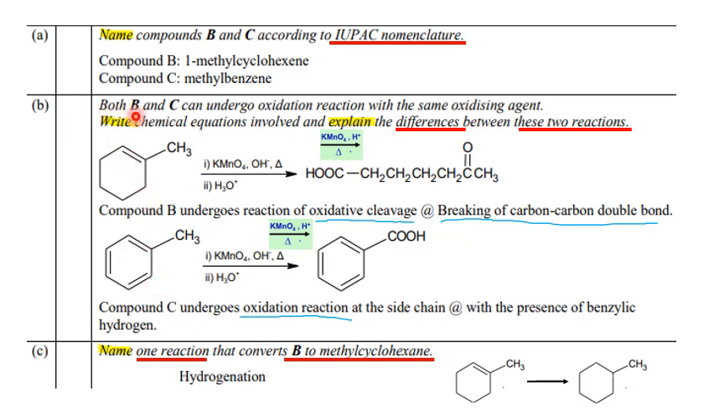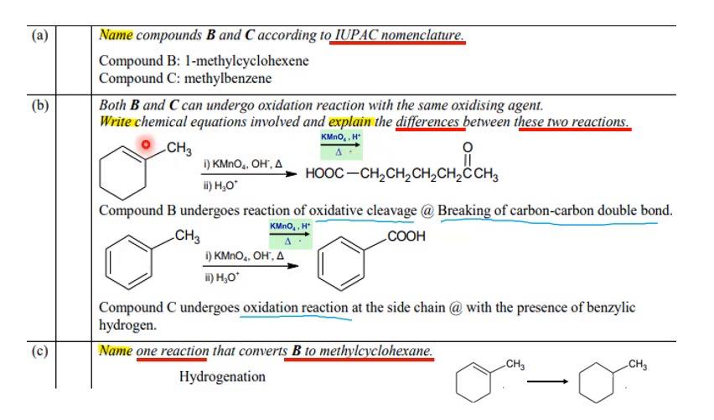Both B and C can undergo oxidation reaction with the same oxidizing agent. We try to use the most common one, KMnO4. Write the chemical equation involved and explain the difference between these two reactions. This is the first equation, when 1-methylcyclohexene reacts with the oxidizing agent. I encourage my students to write this one because it is easier: KMnO4, H+, heat.